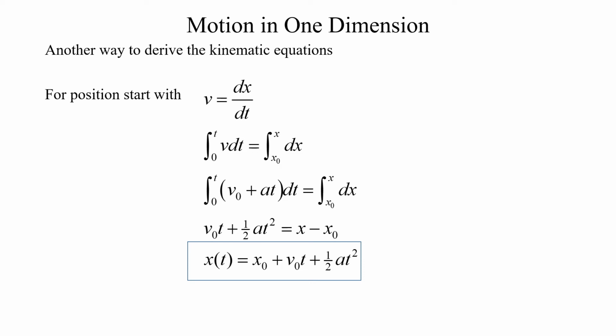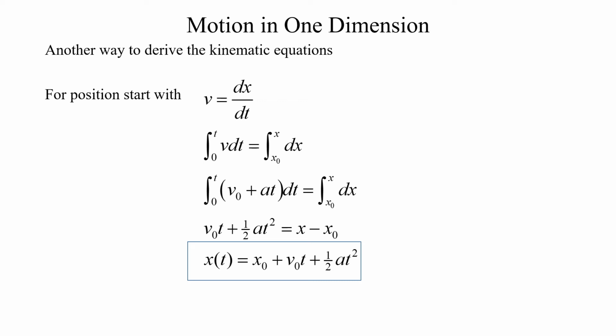So when I integrate v, I have to replace the v, since v is a function of time. So I can't just integrate and get vt, because v is a function of time. So I have to replace the v with the velocity as a function of time, which we got in the previous slide. So that's v naught plus at. So the quantity v naught plus at dt is the integral on the left side. And on the right, I just have the integral of dx.